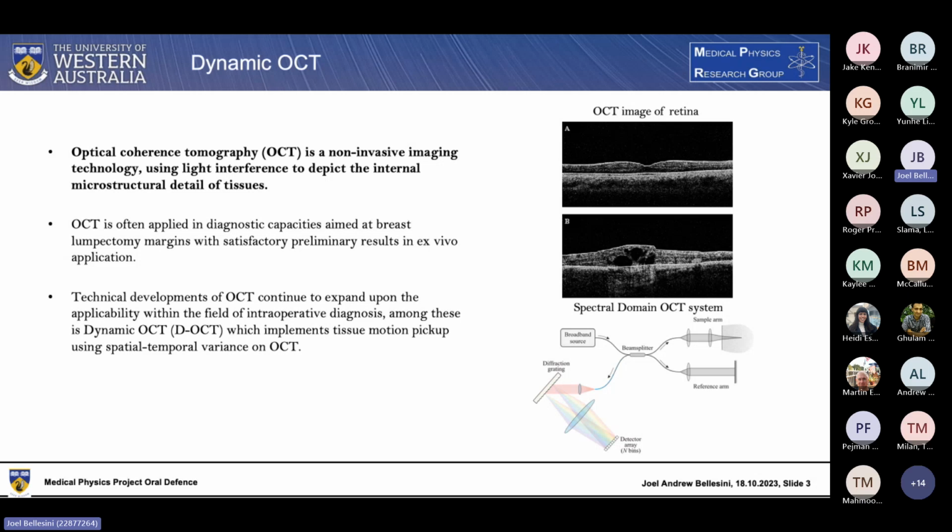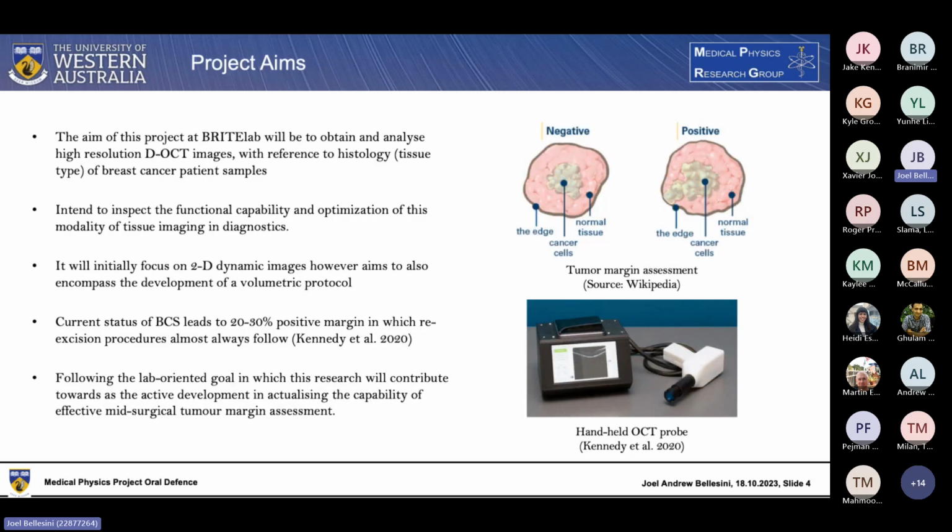Among these is dynamic OCT, which is the topic of my project, which implements tissue motion pickup using spatial-temporal variance on OCT. I'll explain again what that means in a sec, but to hammer home the overall project aims: first of all, to obtain and analyze high-resolution dynamic OCT images as validation of this novel medical imaging technique with reference to histology. This will be very important.